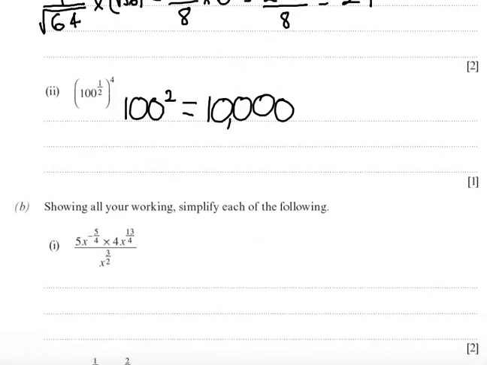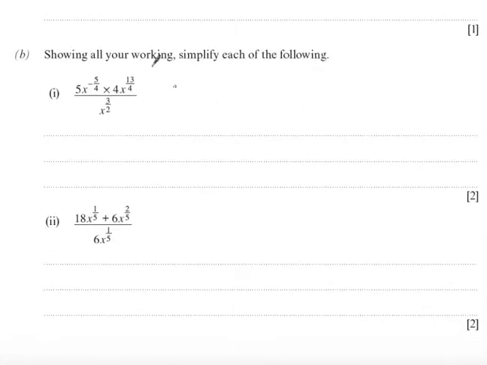Okay, so let's look at part B. Simplifying, showing all your work, simplify each of the following. So first of all, simplify the numerator. 4 times 5 is 20. x to the power of minus 5 over 4 times x to the power of 13 over 4 gives me x to the power of 8 over 4. 8 over 4 is 2, so I get 20x squared.